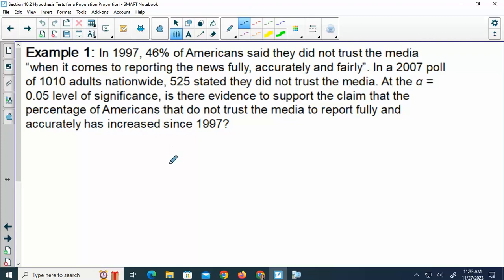In our hypothesis testing, we always had to start out with a null and alternative hypothesis. And within that hypothesis, you had whatever your parameter was, if we were talking about a mean or a standard deviation or a proportion, whatever. So when we looked at example 1 here, it said 46% of Americans did not trust the media, and we went to test if there's evidence to support the claim that they do not trust the media has increased.